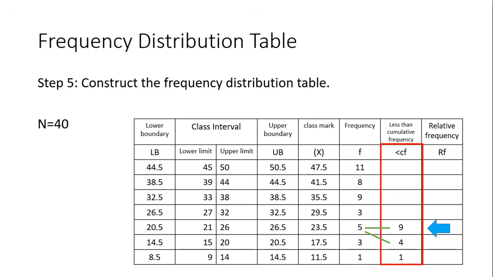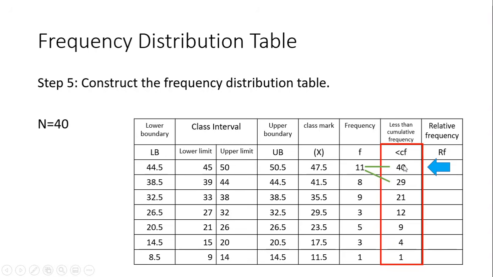So next, for us to get the next number, you follow the same process. 4 plus 5 equals 9. For this one, 9 plus 3 equals 12. And the next, 12 plus 9 equals 21, followed by 21 plus 8 equals 29. And then last, 29 plus 11 equals 40.